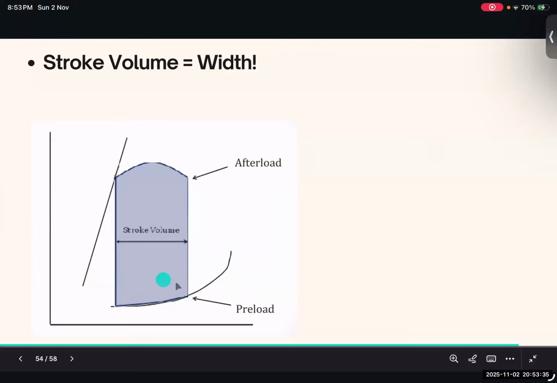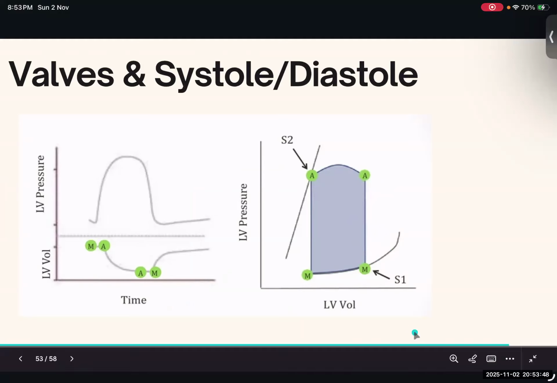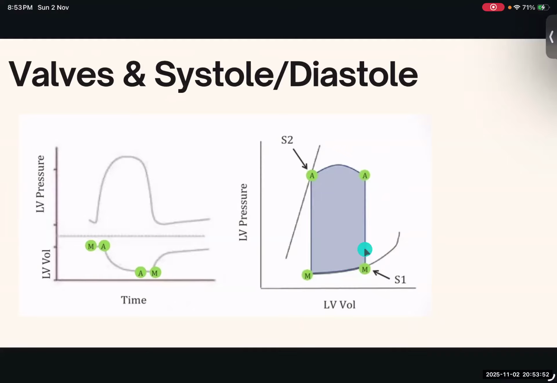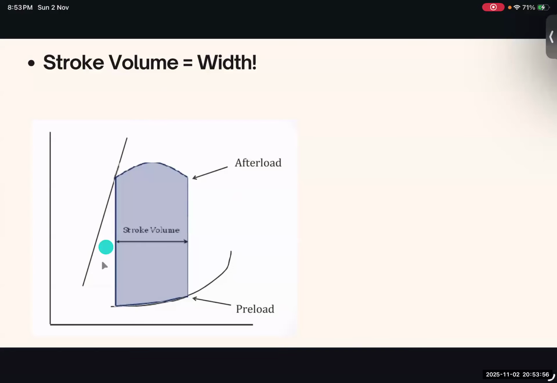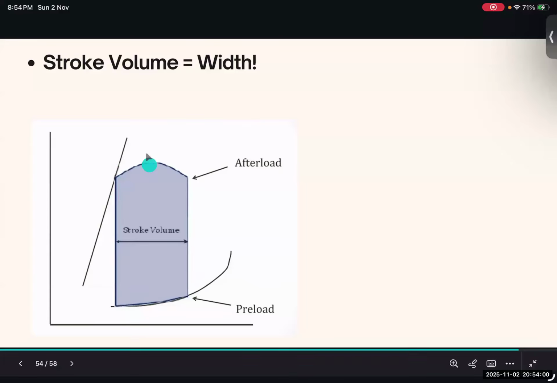So the stroke volume is going to be this point right here. This point is going to be the end diastolic volume. Why is that? Because this is the maximum amount of blood that we got before the pressure went all the way up. We said that the pressure goes all the way up during the start of systole. So this point is the end diastolic volume, okay? And then here is going to be the end systolic volume right here.